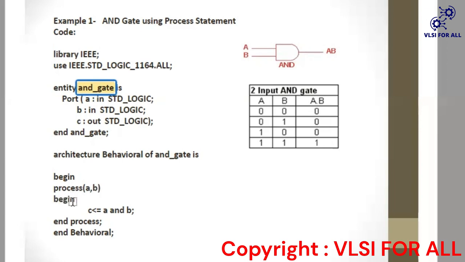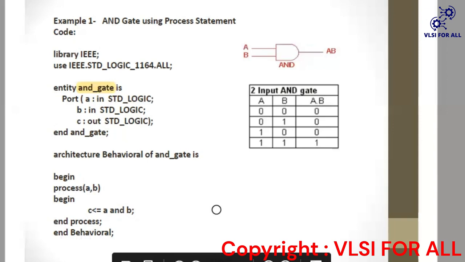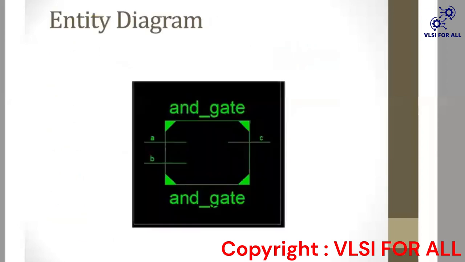So we begin our process, and after that we define the logic of the AND gate, A and B. We simply perform the AND operation and store the result in the C variable. After that we end the process and end the behavior. That is how we can implement our AND gate using the process statement. Hope it is clear to you.